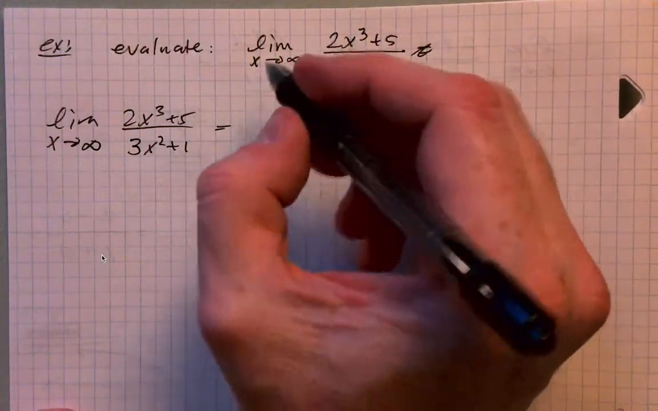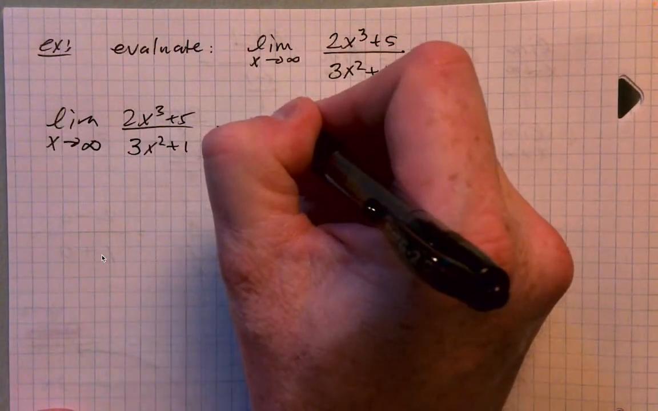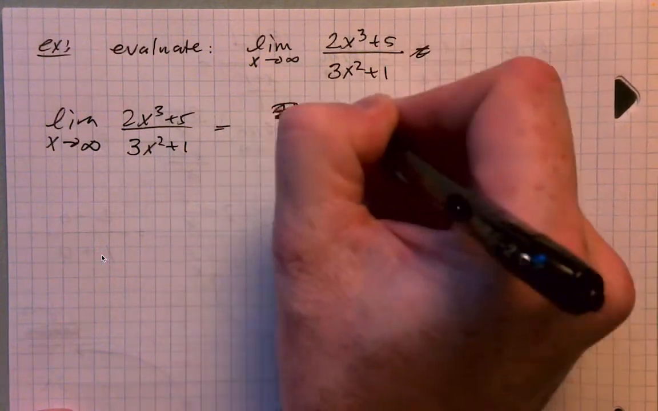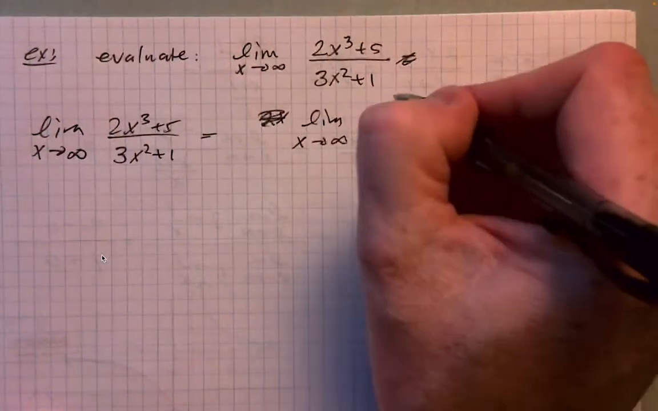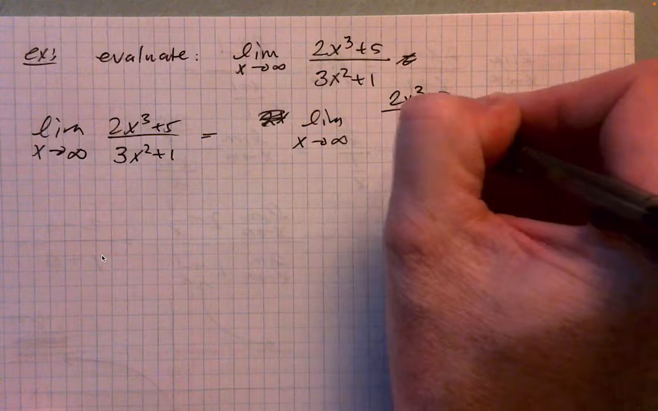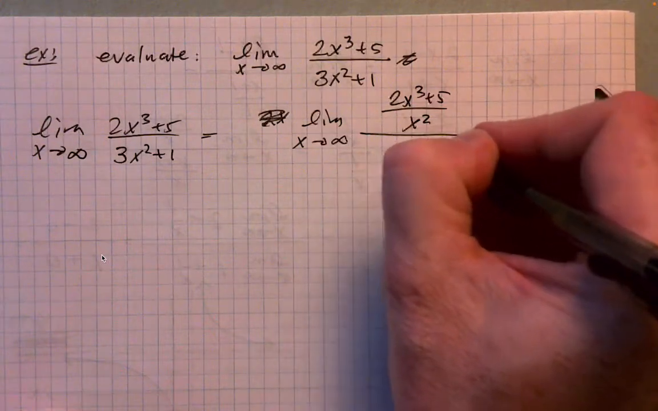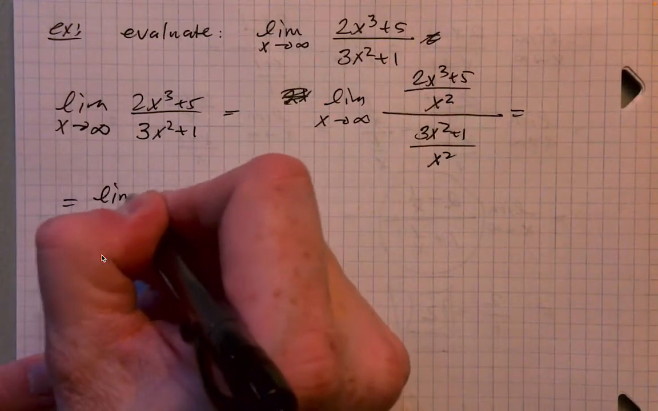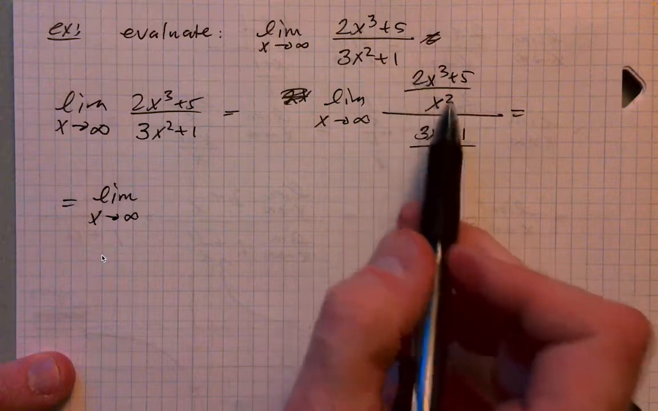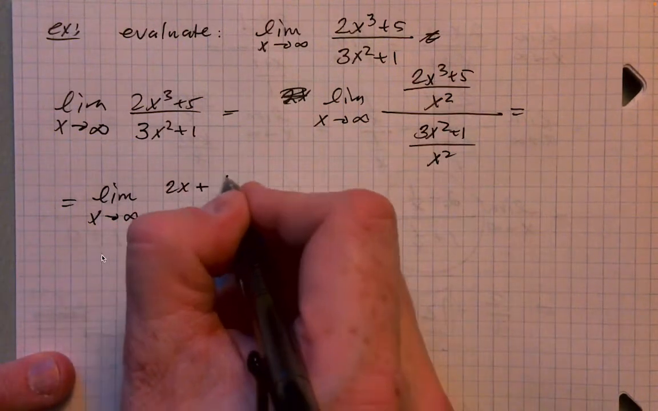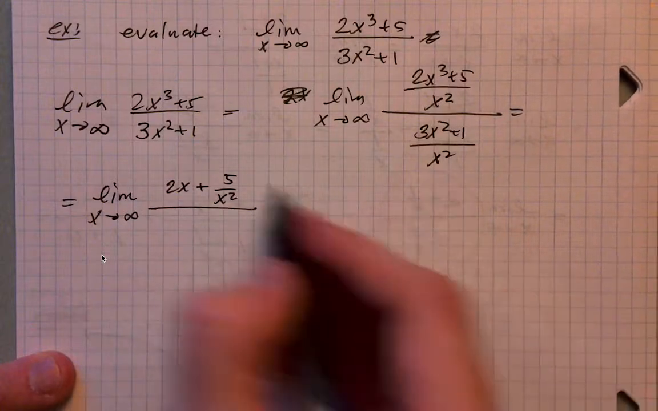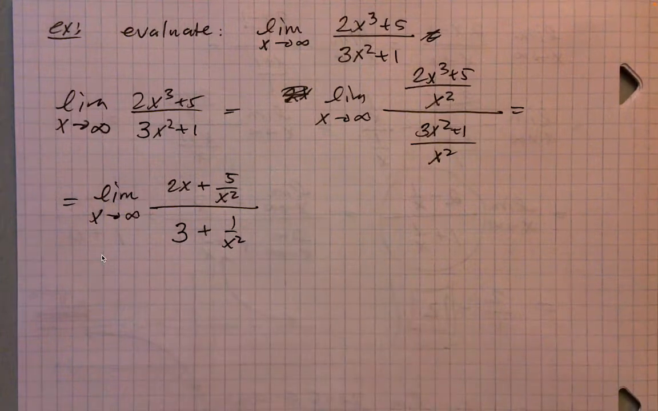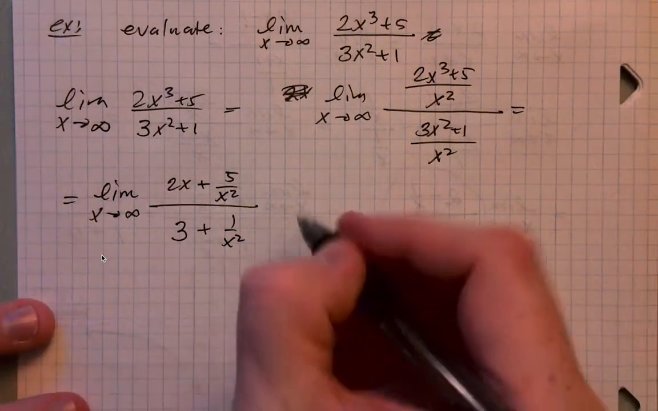And so what happens if we do that? We would get the limit as x goes to infinity, 2x cubed plus 5 over x squared divided by 3x squared plus 1 over x squared. Right, and that's going to be the limit as x approaches infinity of, well, here you're stuck with a 2x plus 5 over x squared, and down below you do get the 3 plus 1 over x squared. And so that's okay. So the bottom you get the 3.